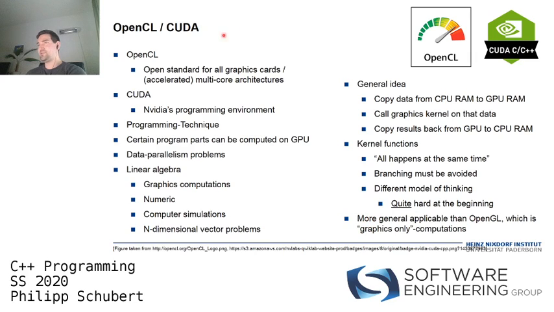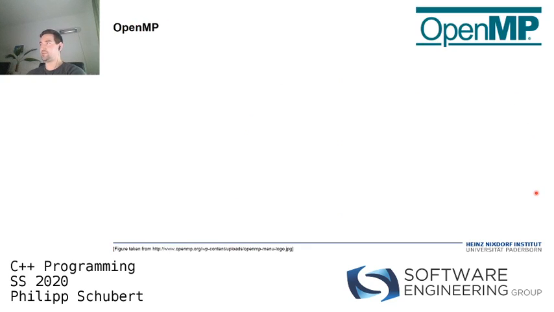And the OpenCL CUDA stuff is much more generally applicable than OpenGL, because OpenGL is mostly for computer graphics only. With OpenCL and CUDA, you can specify arbitrary computations which run on your graphics card.